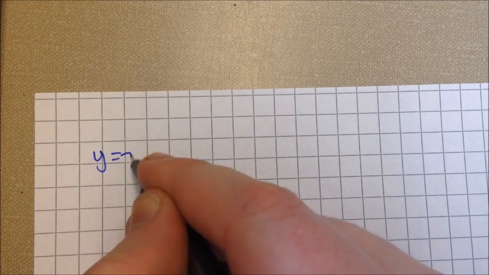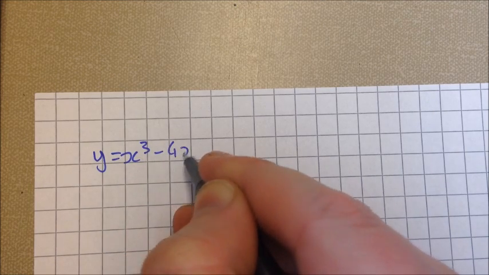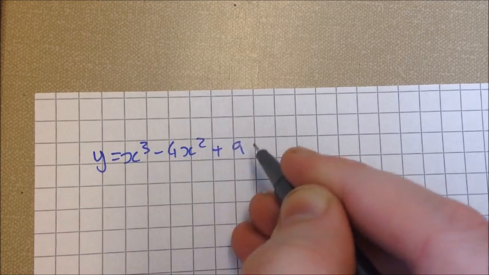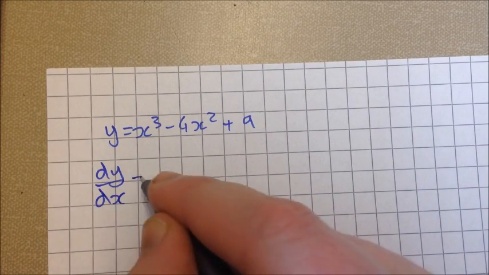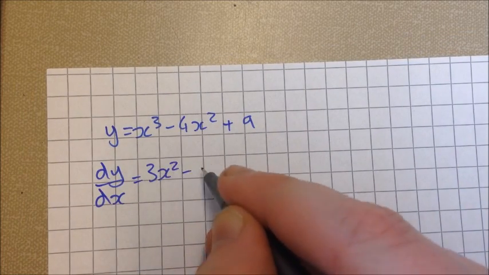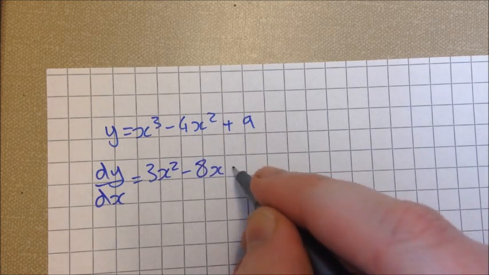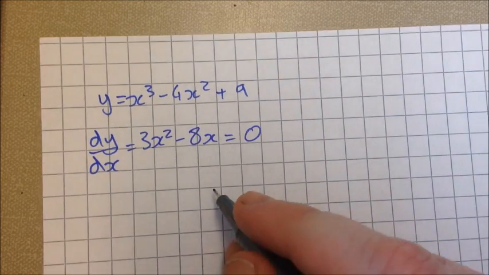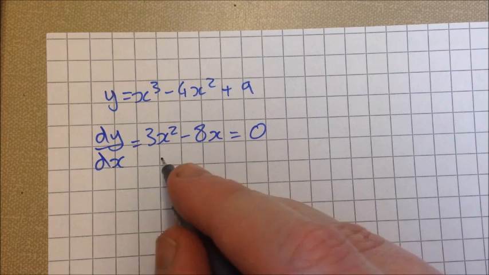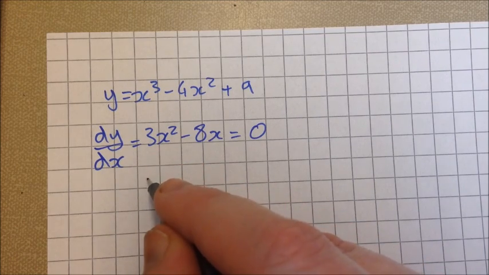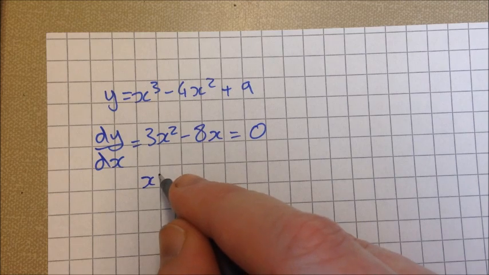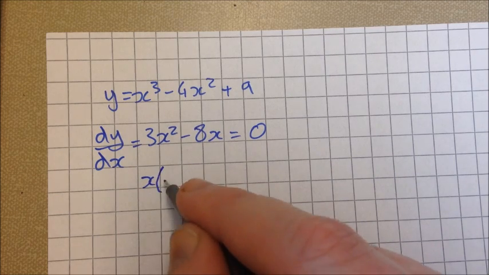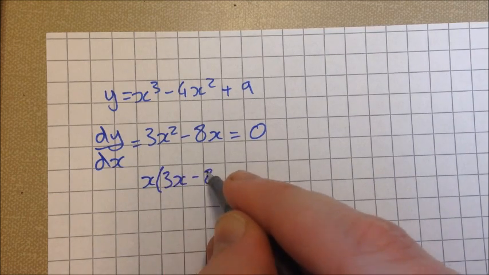Question 3. First of all, differentiate. 3x squared, take away 8x, and we set that equal to 0. This is a question where I can factorise. It's not one with double brackets, otherwise it would have a constant at the end. So we know that x is a common factor: x times (3x take away 8).